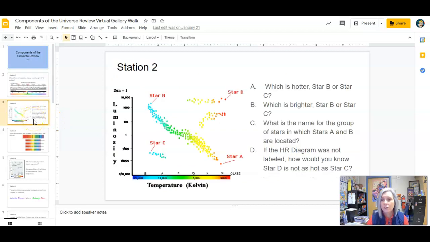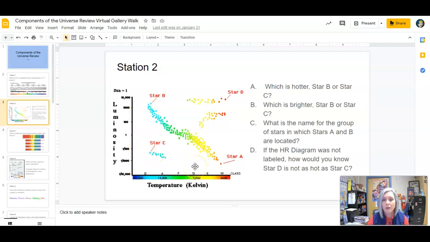Reading the HR diagram, remember, luminosity at the bottom is the lowest. These are the dim stars. At the top, these are the brightest stars. Temperature on the right is coolest. Remember, red is cool. Blue to the left is hotter.